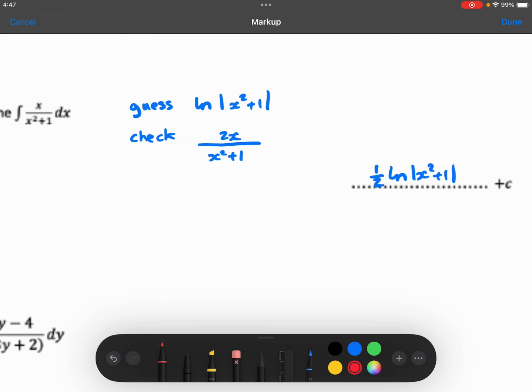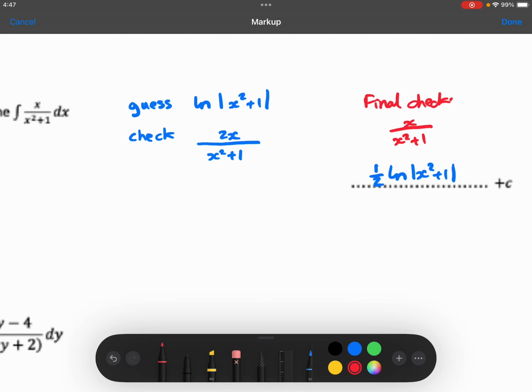And again, we can do a final check if you would like, just to be super sure. Let's differentiate 1/2 ln of x squared plus 1. So differentiating the ln, we get 1 over x squared plus 1, multiplied by the derivative of the inside, which is 2x. And then we've got the 1/2 times the 1 times the 2x, which is 1/2 times 2x, which is just x. And that is what we started with, so this is correct.